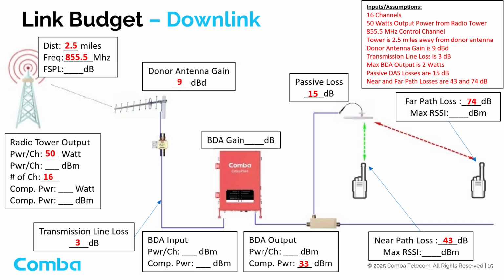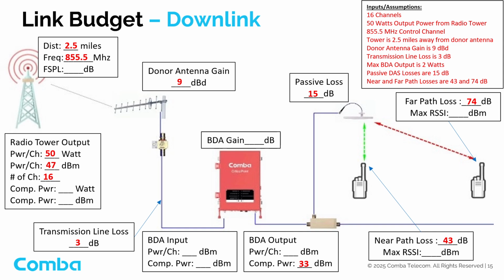Starting at the radio tower output power, we can convert 50 watts to dBm using the formula. The power in dBm is equal to 30 plus 10 times the log of the power in watts, which gives us 30 plus 10 times the log of 50 watts equals 47 dBm. Although the composite output power isn't required for this step, we'll calculate it for reference.